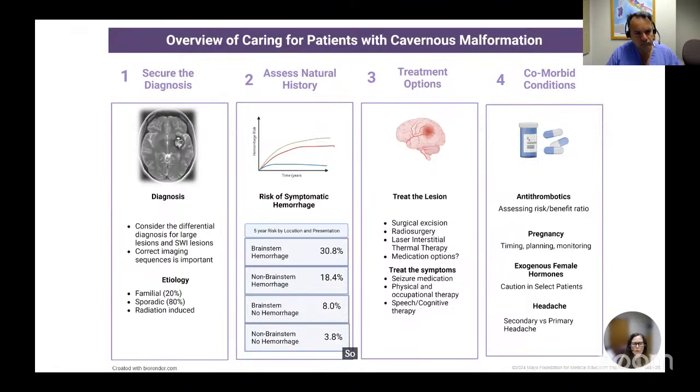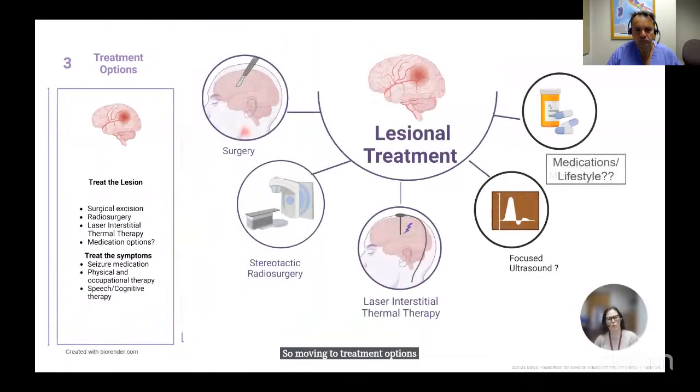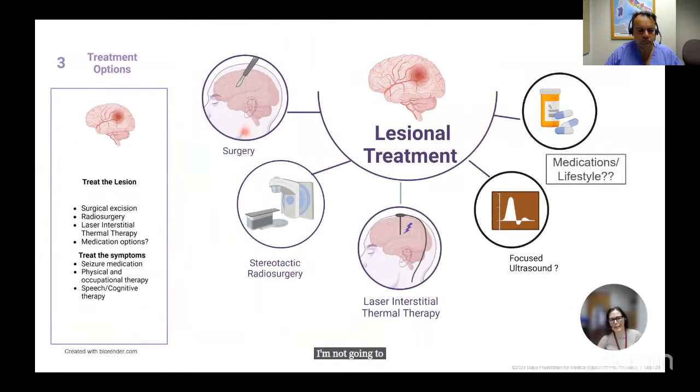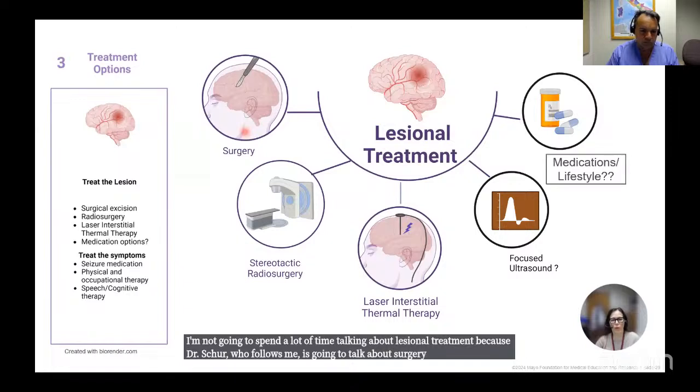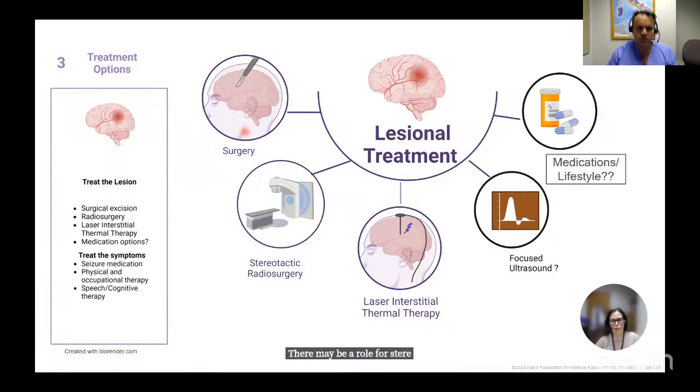So moving to treatment options, I'm not going to spend a lot of time talking about lesional treatment because Dr. Schur, who follows me, is going to talk about surgery, which by and far is what we're talking about with treating the lesion, is are we going to consider surgery or observation? There may be a role for stereotactic radiosurgery in sporadic form cavernous malformations that have bled in a very difficult location to surgically extract. Laser interstitial thermal therapy is an evolving technique often considered for some seizure disorders and superficial lesions. Again, evolving data on that, mostly from single center cohort studies.